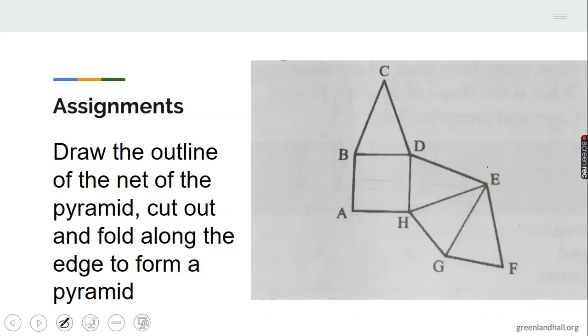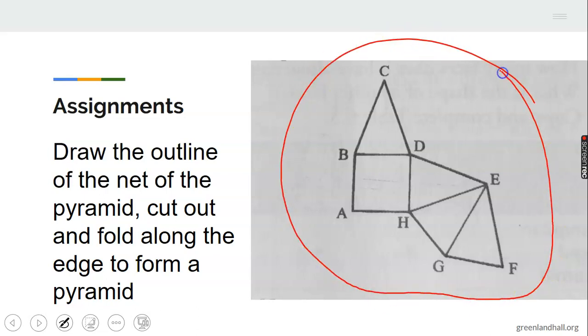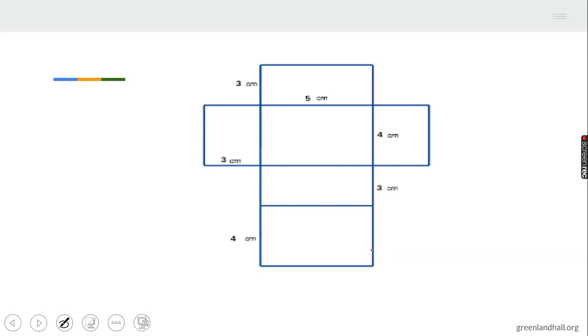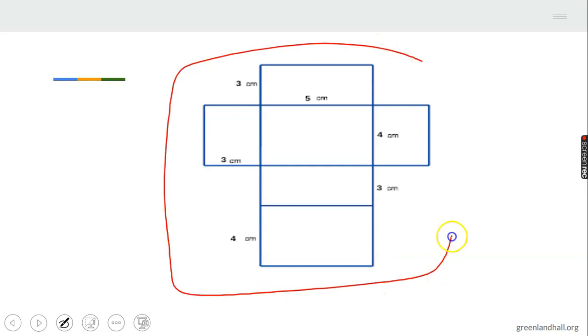Assignment. Just like what you did before, you have to draw out the outline, cut out and fold along the edge to form a pyramid. Now, how many faces can you see? How many edges can you see? How many vertices can you see? Now, here is one for you to practice. You have to measure, cut out, and fold. What is your shape? What can you say about the figure that is being formed?